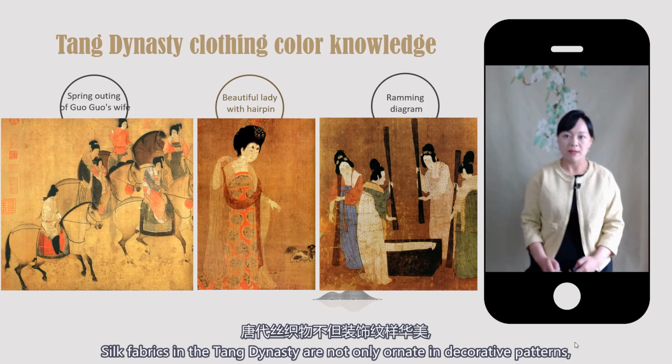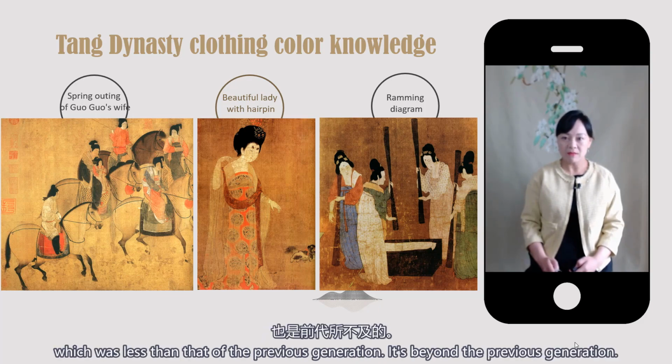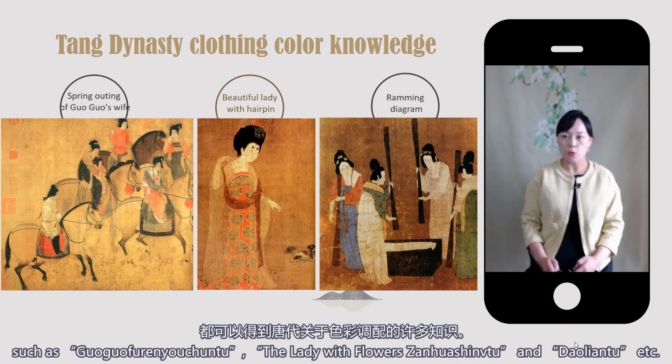Silk fabrics in the Tang Dynasty were not only ornate in decorative patterns, but also bright and lively in color. It was beyond the previous generation. We can get a lot of knowledge about color blending in the Tang Dynasty from women's dresses in paintings such as 虢国夫人游春图, The Lady with Flowers, 簪花仕女图, and 捣练图, etc.